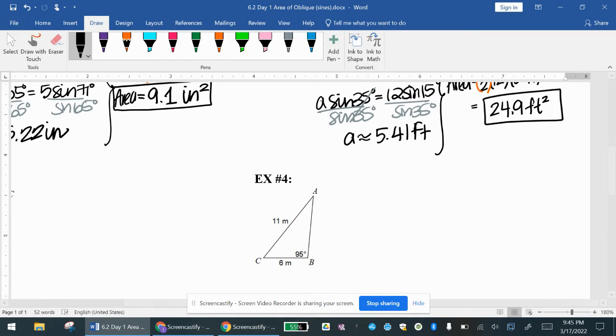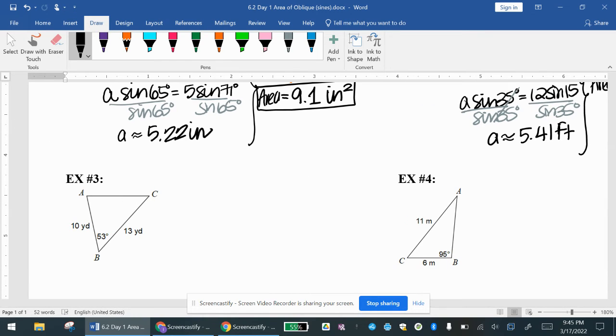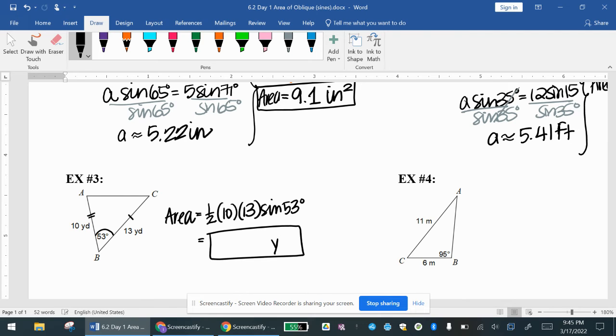If you notice, you already have side angle side. Side angle side, okay? So the nice thing is that this one you can find the area right away. Area equals 1/2 times the two sides and the sine of the angle between them. Okay, remember units are squared, so here they're measuring in yards, so it's going to be yards squared.